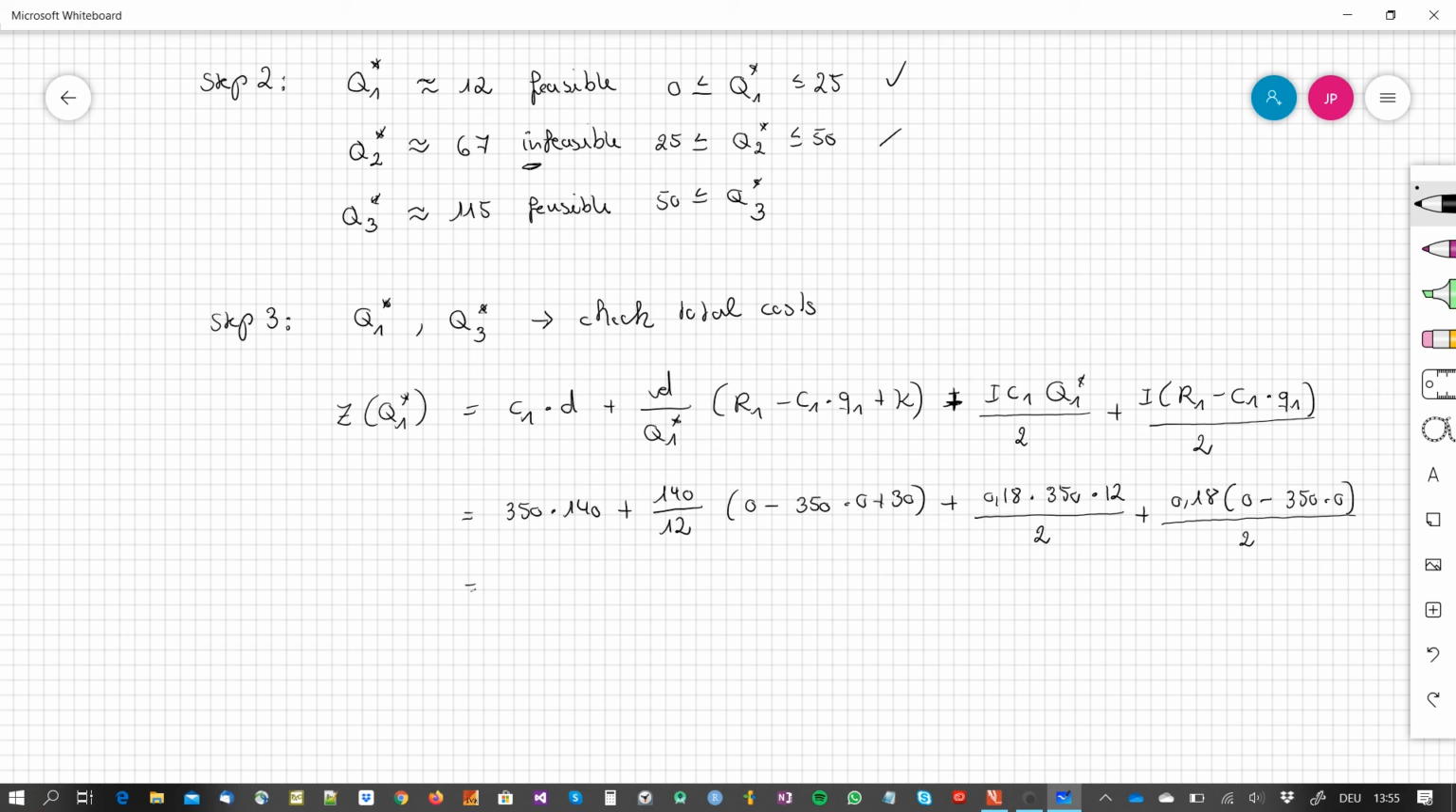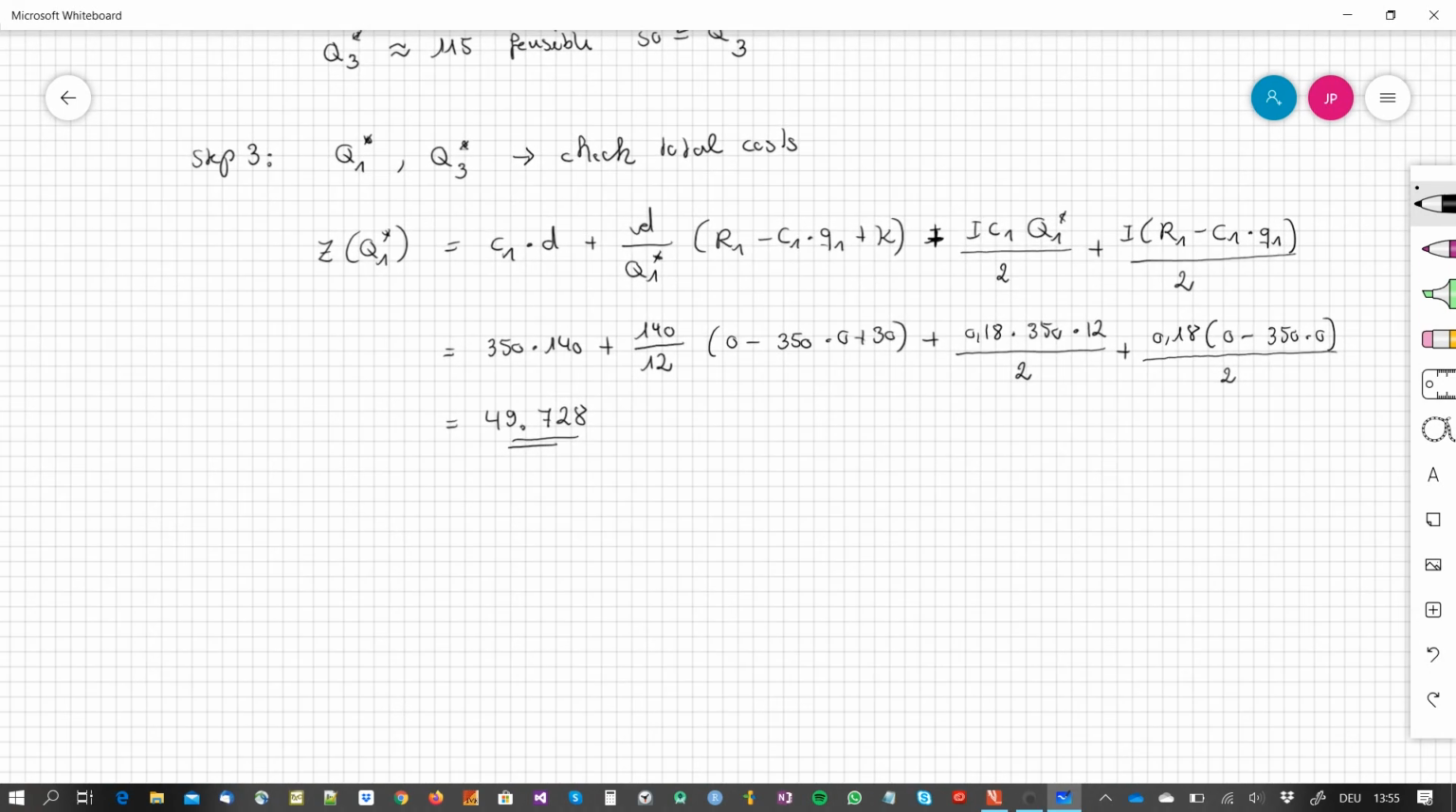Okay, so if you calculate this together, you get a total cost of 49,728 for the costs for the first optimal order quantity, and now the ones for the third one. And let me just write you down the formula. So you know exactly what to plug in.